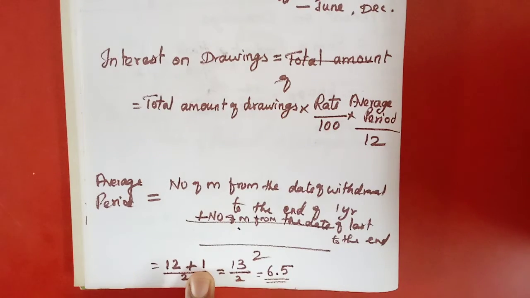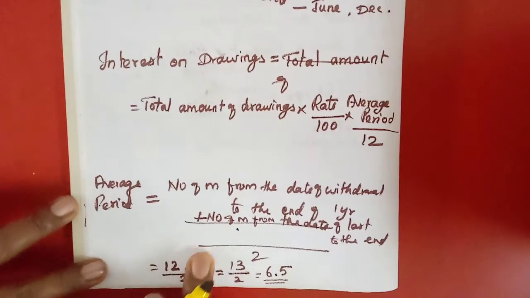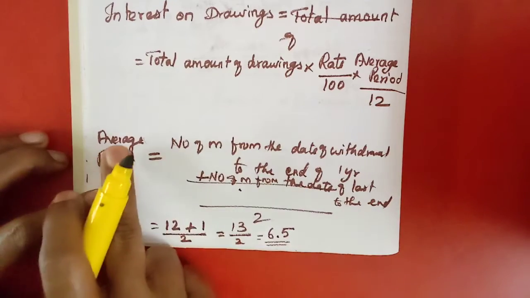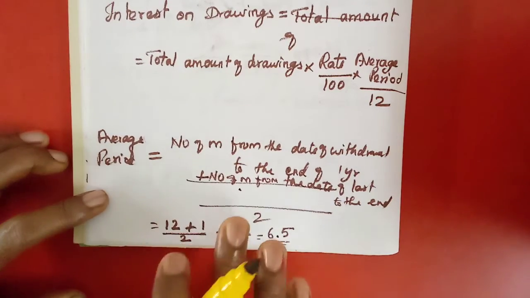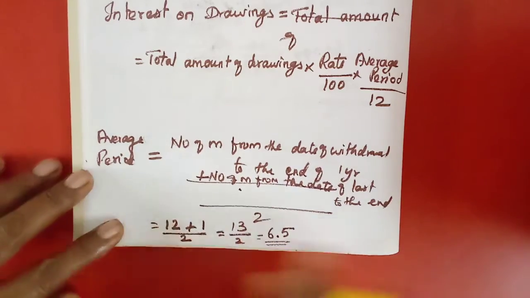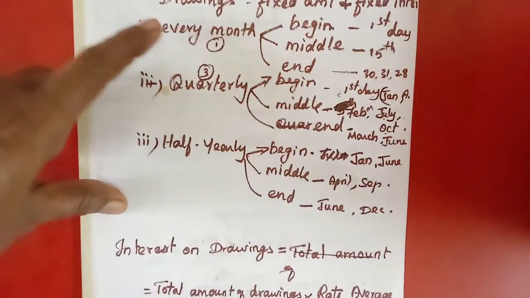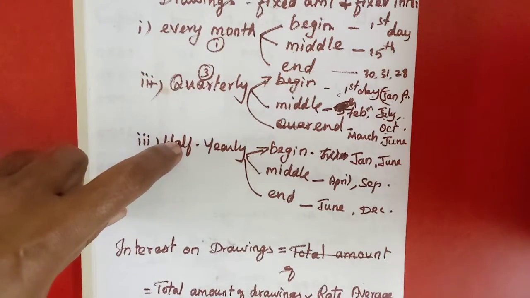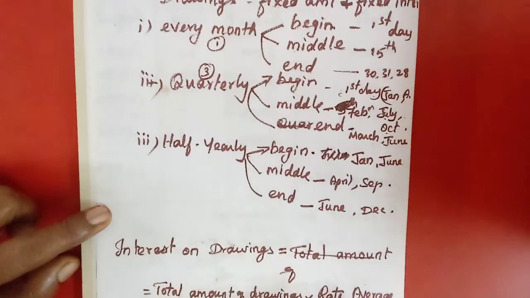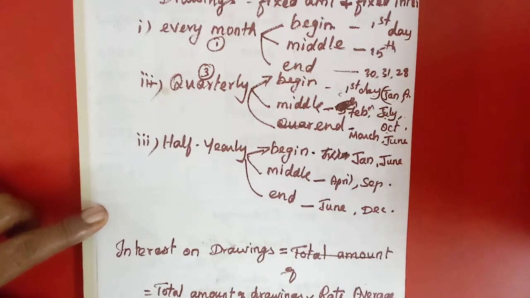We do not need to calculate this for each and every case. It will be a big calculation. To find out this average period, we have a shortcut method. Students, I will explain that, then you will understand. Just remember, because a partner can withdraw money in 3 ways: every month, quarterly, half-yearly, and that also at the beginning, middle, or end. We will put one table and learn the shortcut method to find out the average period.